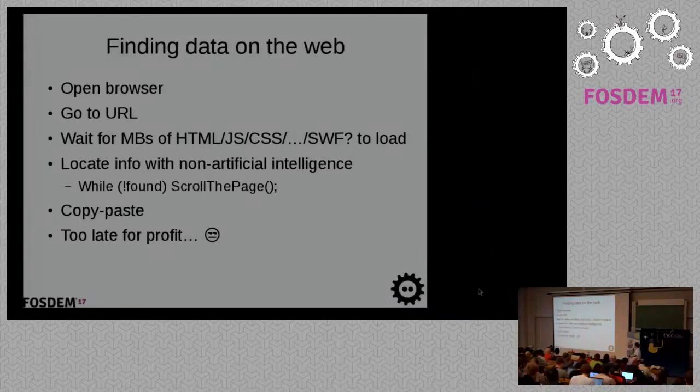So when you want to find data on the web, you need to open your browser, go to the URL, and wait for megabytes of HTML, JS, CSS, sometimes Flash. Well, that's not really part of the web, but anyway, to load. And then maybe when you scroll down the page, you can find something interesting. Some people know about Control F, but you need to know what you are searching for. So basically, you iterate until you find. You copy-paste, you strip the spaces and whatever, but then it's a bit late, so you go to sleep, and you don't profit from it.